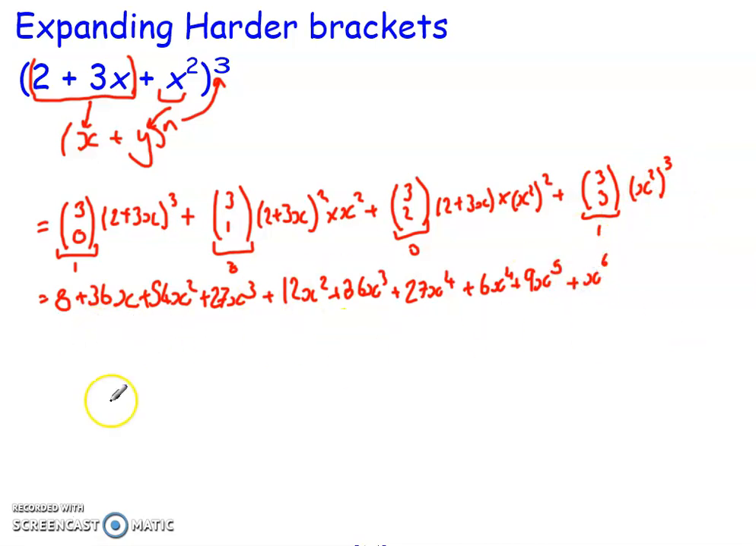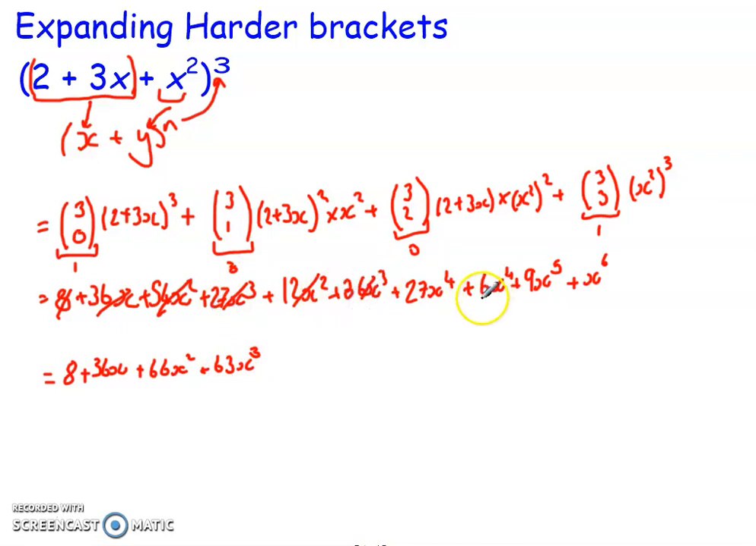Now that I've got all of that, I just have to simplify my terms. Well, the single coefficient at the end is just 8. I've only got one term that involves just an x on its own, so I've then got plus 36x. I then look for all my squared terms. So I've got 54x squared plus 12x squared, which gives me plus 66x squared. Then I look for my x cubes. So I've got 27 of the x cubes, and I've then got plus 36 of the x cubes. So that then gives me plus 63x cubed there.